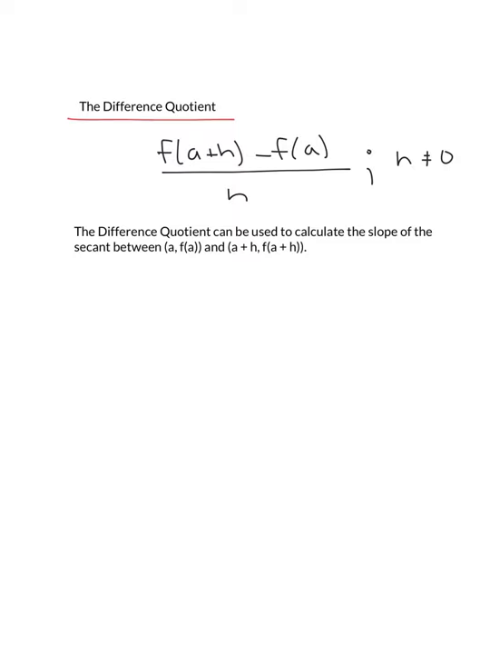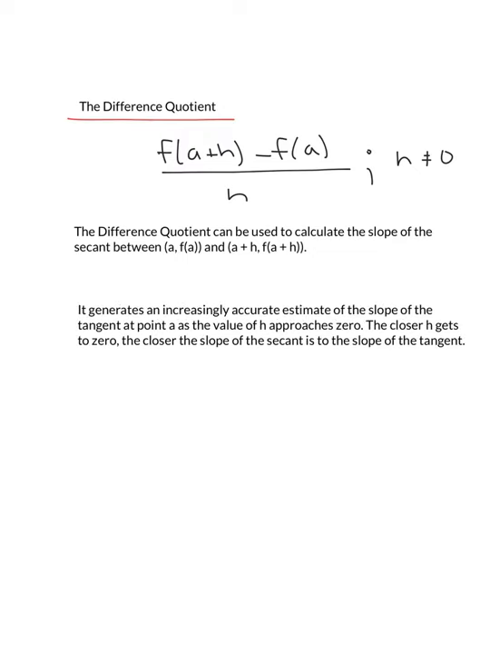Now, if you think back to the slope formula that you know, y2 minus y1 over x2 minus x1, and you plug the points in that we have here, this is really just the simplified version of what we would get. So just to finish it off here, this formula generates an increasingly accurate estimate of the slope of the tangent at the point a as the value of h approaches 0. So the closer h gets to 0, the closer the slope of the secant is to the slope of the tangent.